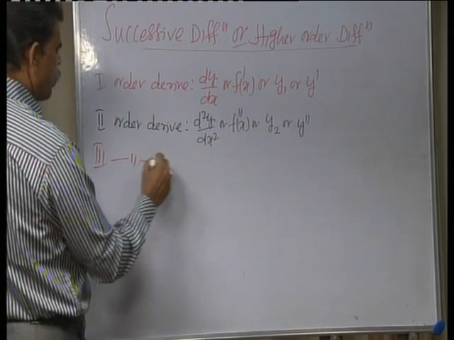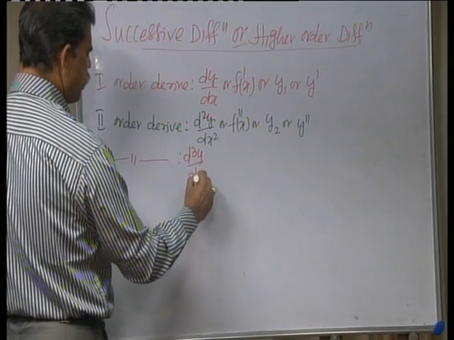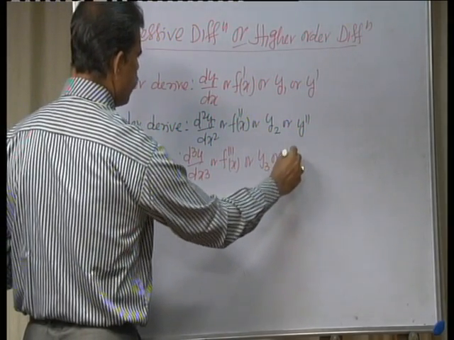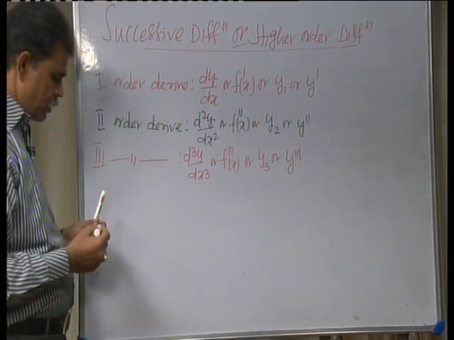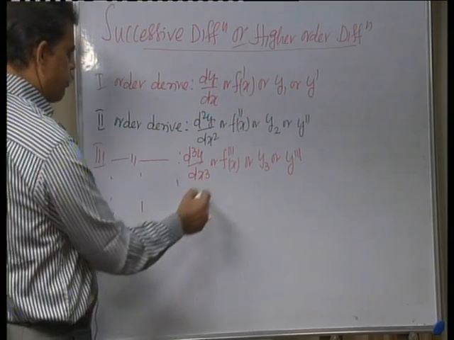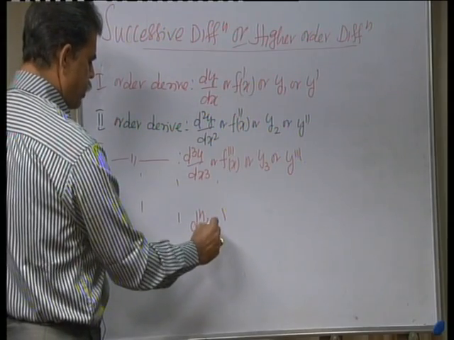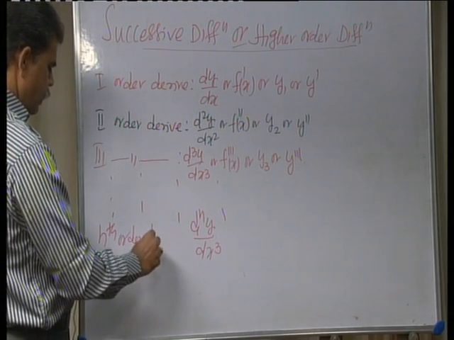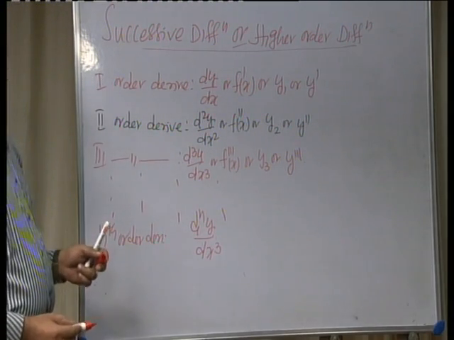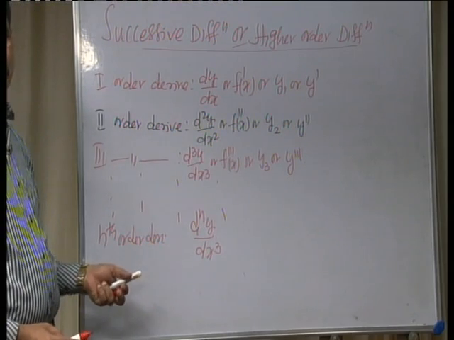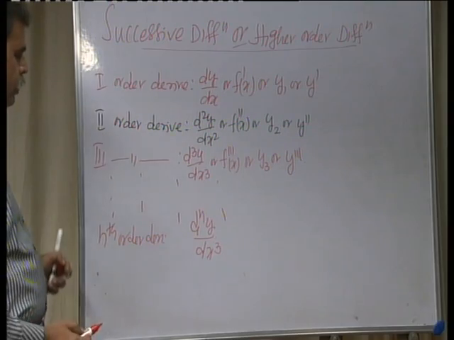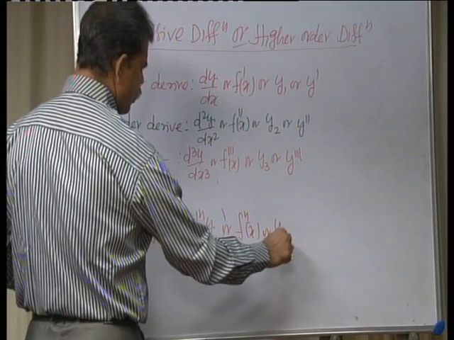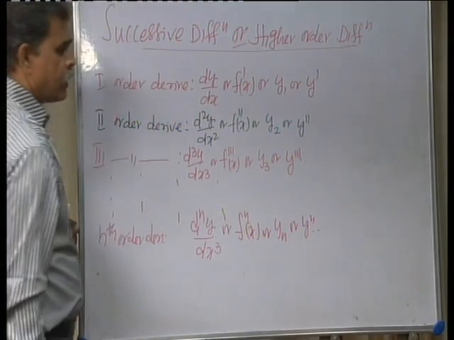For third order derivative, we can write d cube y divided by dx cube, or y triple prime x, or y3, or y triple dash. It is the third order derivative, and we can continue up to nth order, d n y divided by dx to the power of n. It is called nth order derivative. This is out of scope here. When you go to engineering, BE or BTech, there we have to study the nth derivative of a function. They are all notations of the nth order derivative.